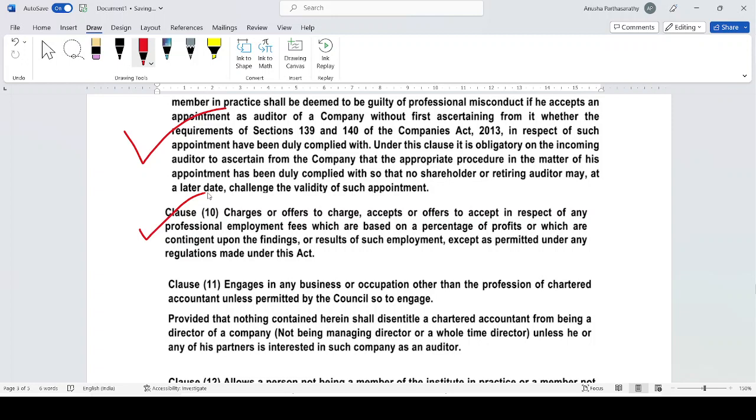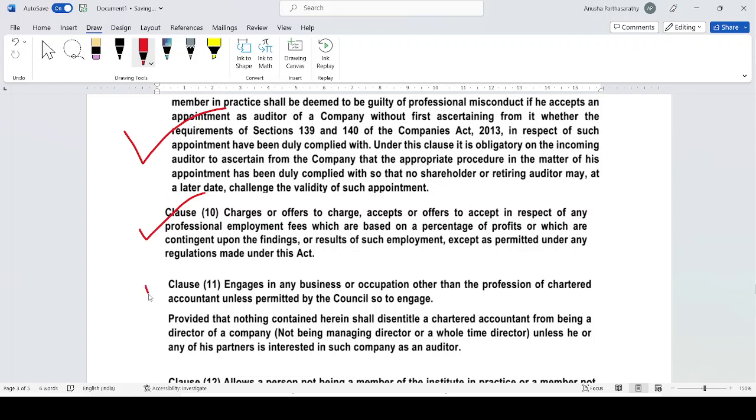As per Clause 10 of Part 1 of the First Schedule to the Chartered Accountants Act 1949, a chartered accountant in practice is deemed to be guilty of professional misconduct if he charges or offers to charge, accepts or offers to accept in respect of any professional employment fees which are based on a percentage of profits or which are contingent upon the findings or result of such employment, except as permitted under any regulations made under this Act.